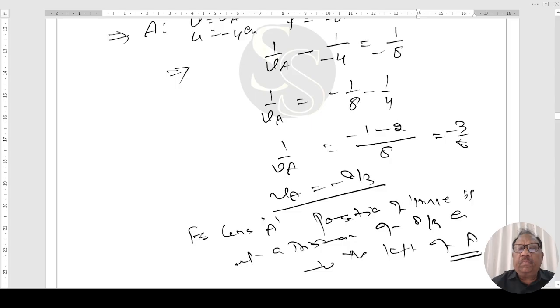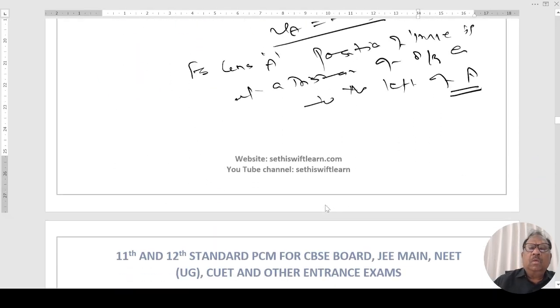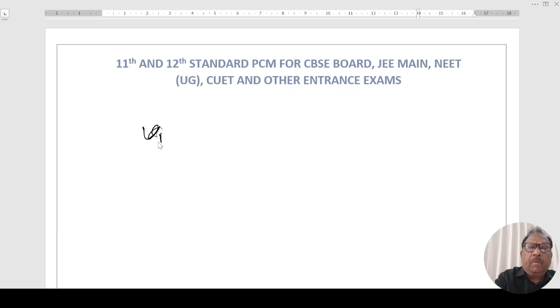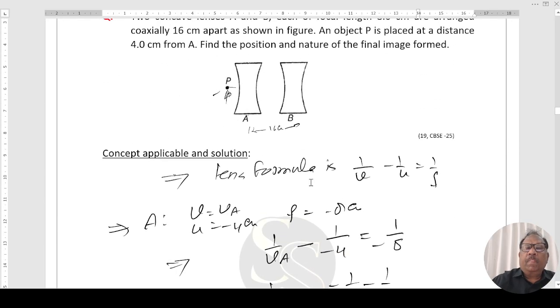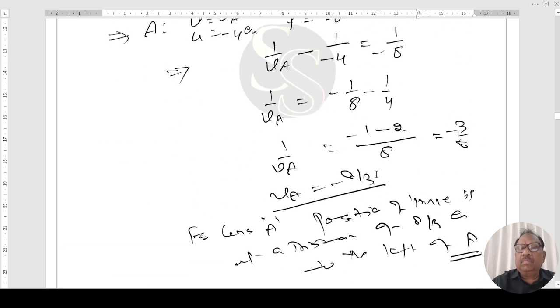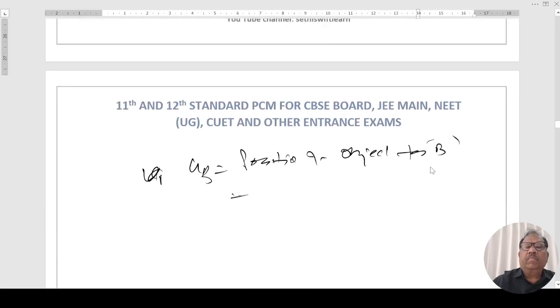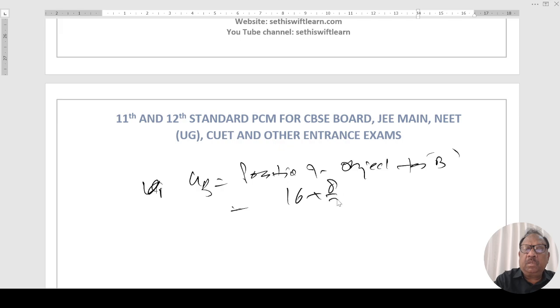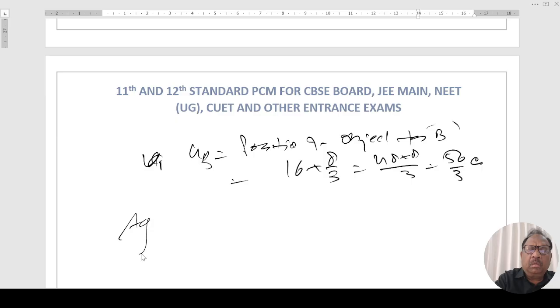Now the position of the object for B, UB, will be 16 plus 8 by 3. 16 plus 8 by 3 is 48 plus 8 by 3, that is 56 by 3 centimeter, right? Again using the lens formula.